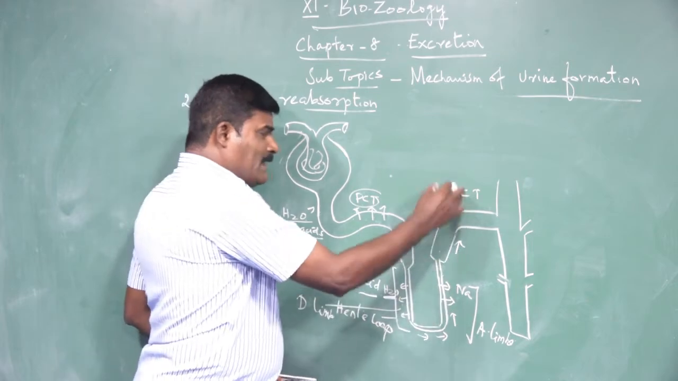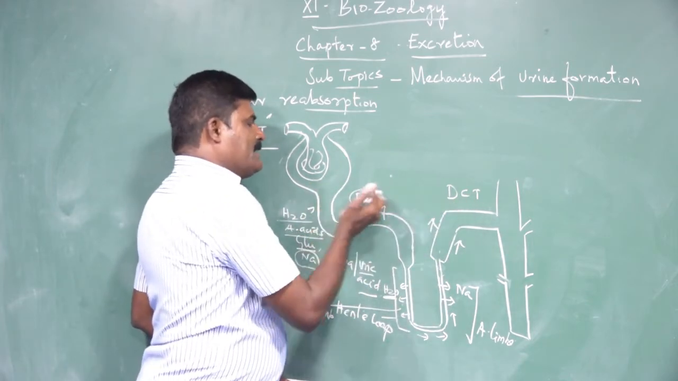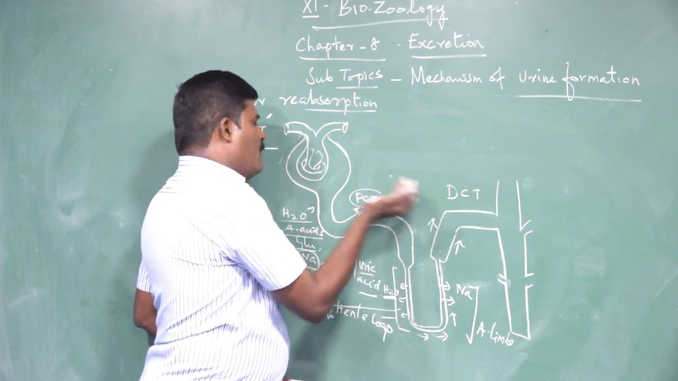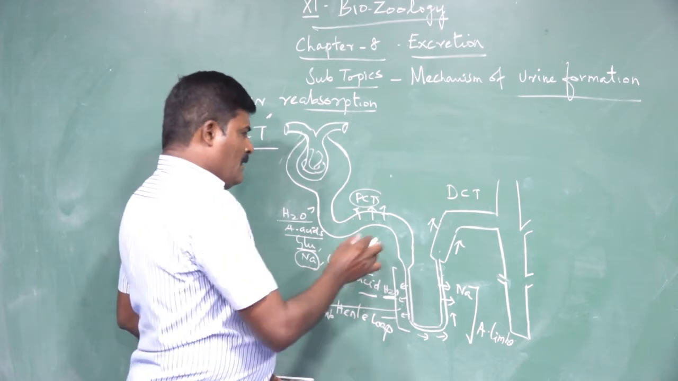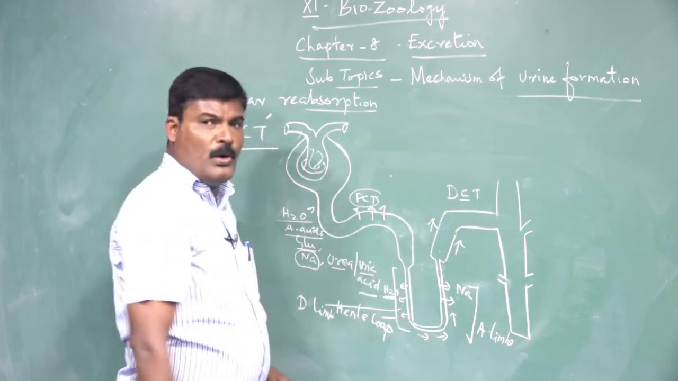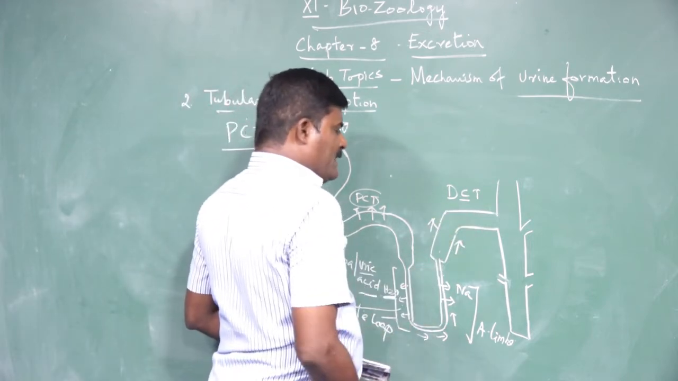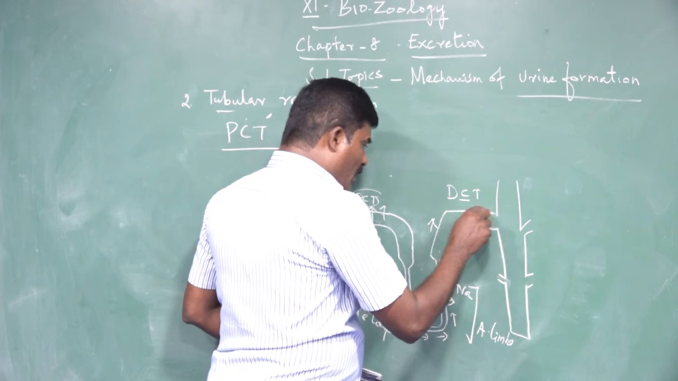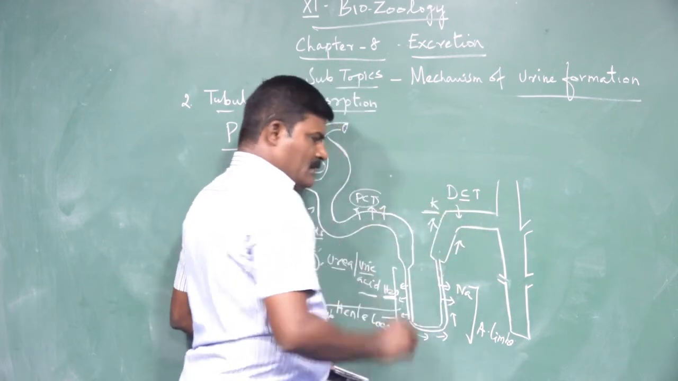Why is the name distal convoluted tubule? Distal means located at a distance from the glomerulus. Proximal means near to the glomerulus. Distal means distant to the glomerulus. Convoluted means folded. Here, what does it reabsorb, and what does it secrete? The wall of the DCT secretes potassium.